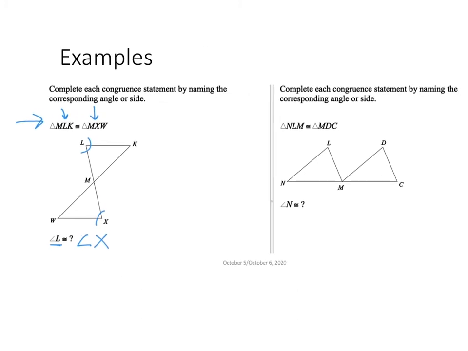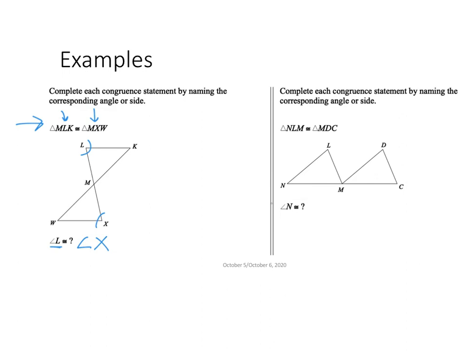And looking at the same thing over here, we have our congruence statement. Triangle NLM is congruent to triangle MDC. And what is congruent to angle N? Again, angle N is the first letter, so we're going to look for the first letter in that second part of our statement. So that's going to be congruent to angle M.